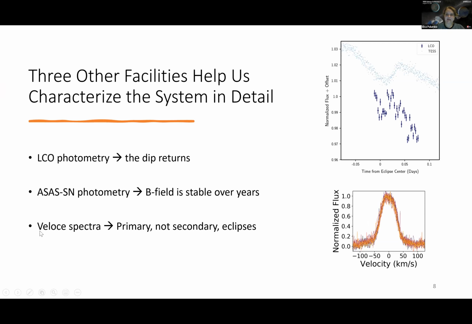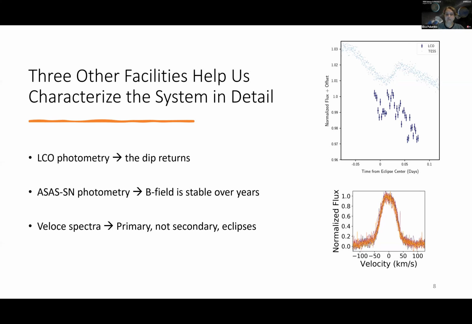Besides our TESS data, we have information from a few other sources, and these give us more clues about what might be going on in the system. First off, we have photometry from the Las Cumbres Observatory, LCO, and that tells us that the dip actually returns about 100 days after the end of sector 28, when the dip was entirely absent.